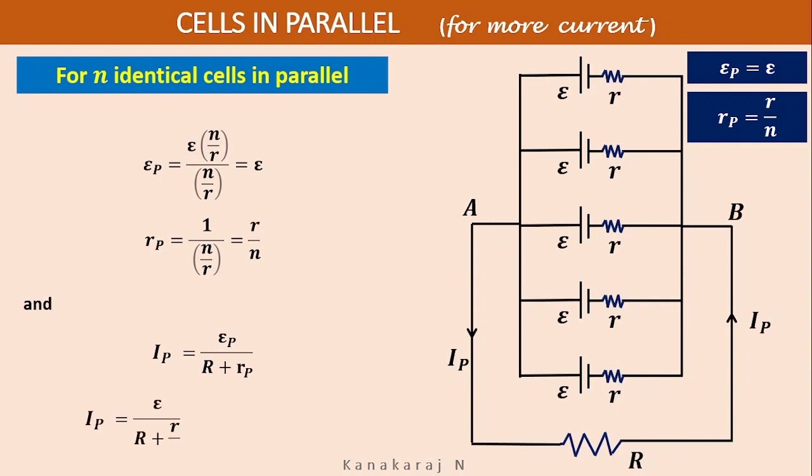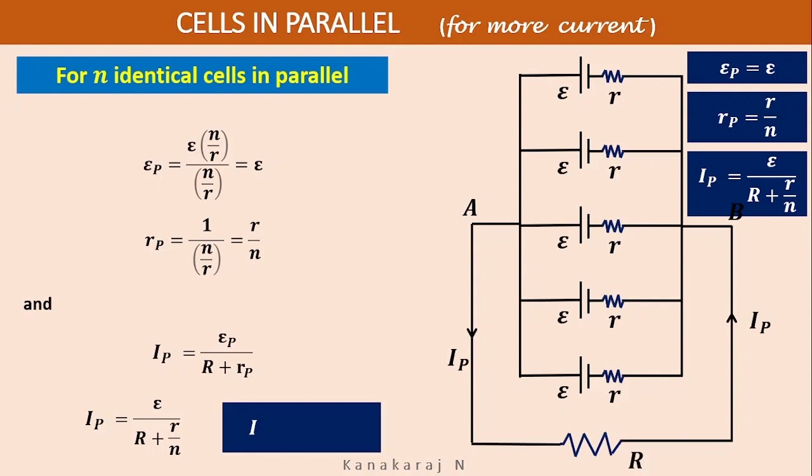Ip equals epsilon P, which is epsilon, and external resistance R as it is, plus the Rp, which is small r by n. Ip equals n times epsilon by n times capital R plus small r.